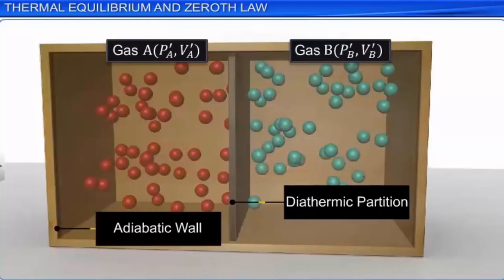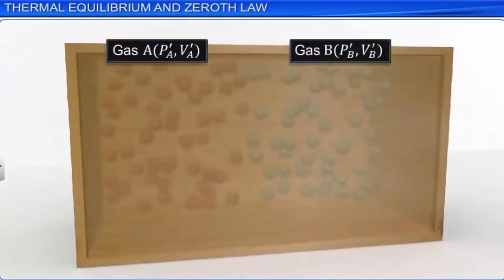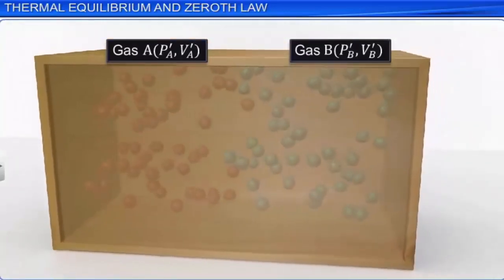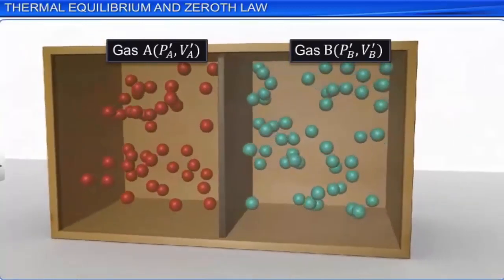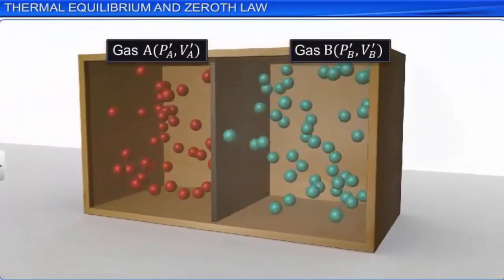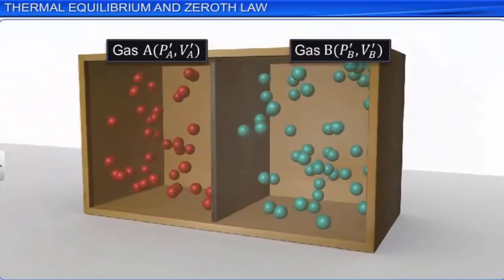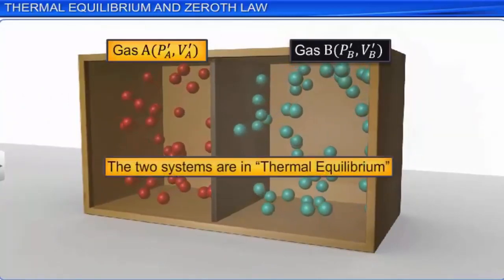Two systems, A and B, are said to be in thermal equilibrium when 1. They are in contact with each other or separated by a diathermic wall, and 2. The state of system A is in equilibrium with the state of system B.